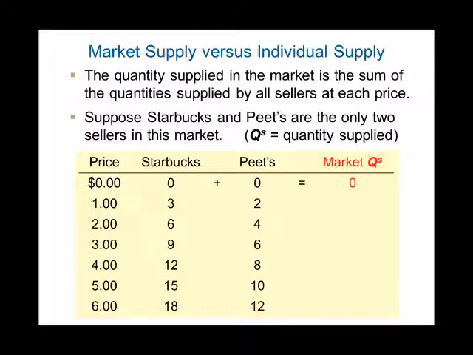At price 0, Starbucks provides 0, Peet's provides 0, so the market quantity supplied is 0 units at price 0. When price is $1, the market quantity supplied is 3 plus 2, which is 5. At $2, it is 10, and so forth. So basically for each price, we are summing up all the individual quantities supplied of each seller, and that is the market quantity supplied.